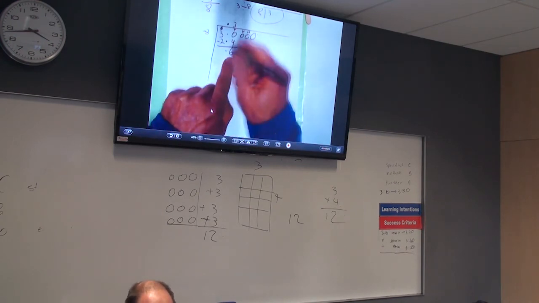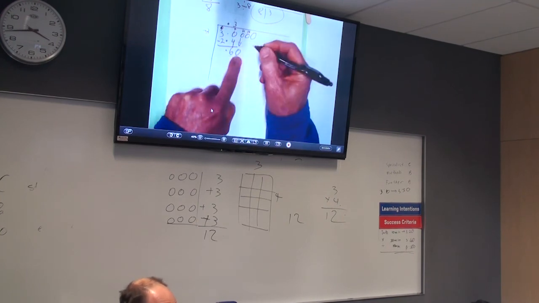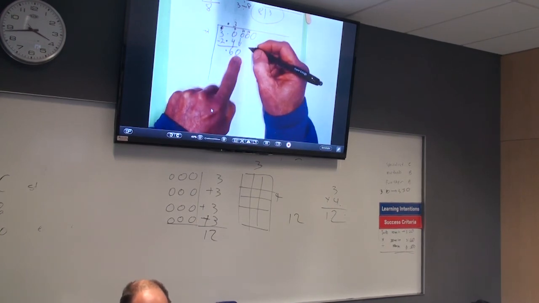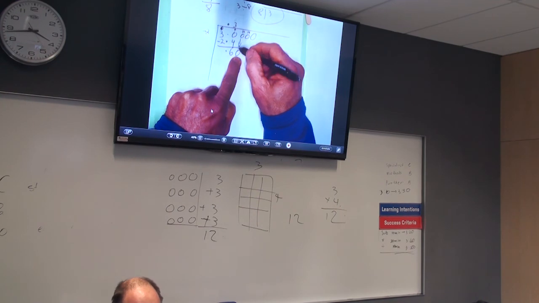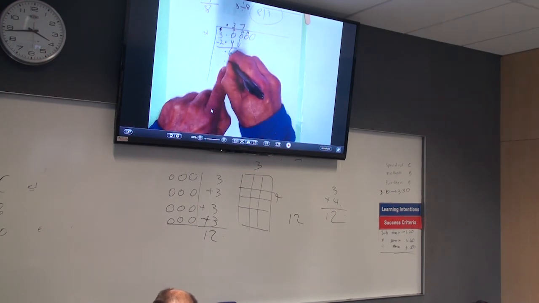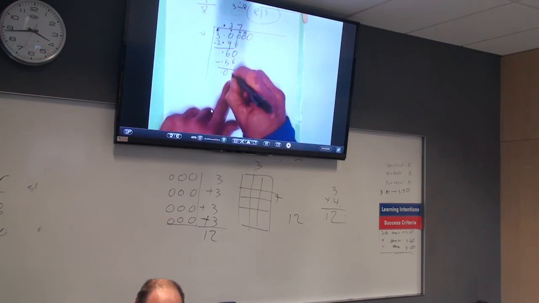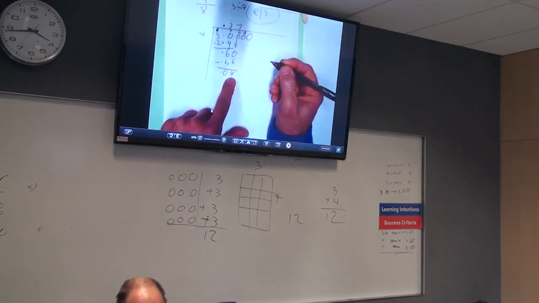Can I share 6 tenths amongst 8? No. Rename. Can I share 60 hundredths? What number multiplied by 8 gives me 60 or a little less? 7. How many were shared? 56. Do the takeaway. How many remain to be shared? There are 4 hundredths.